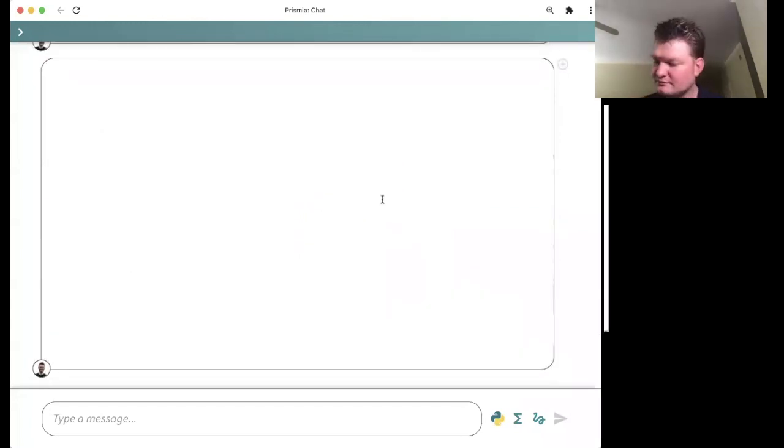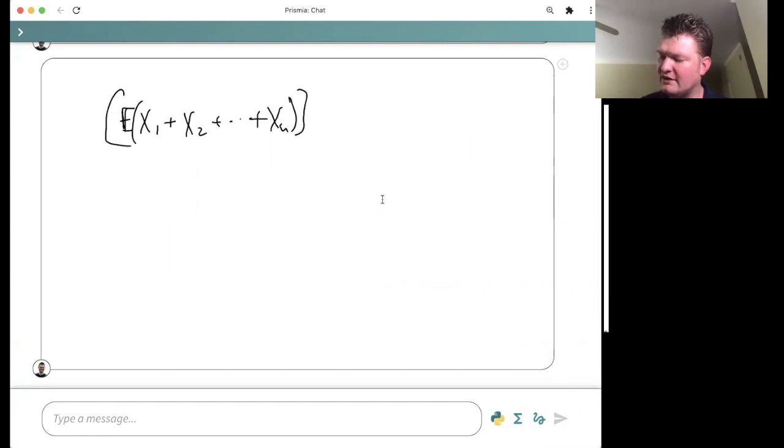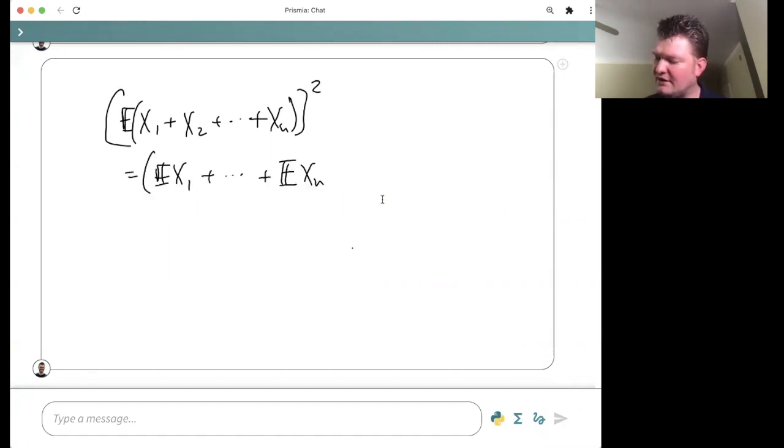And we can say that for the second part, it's going to be the expectation of x1 plus x2 and so on up to xn, and then all that is going to be squared later. So we're squaring afterwards here rather than before taking the expectation. And that means we can distribute the expectation and then square.